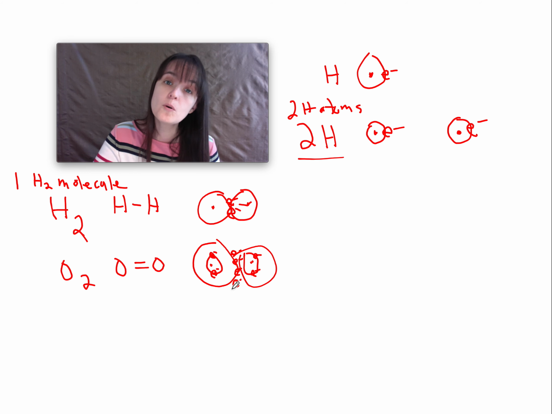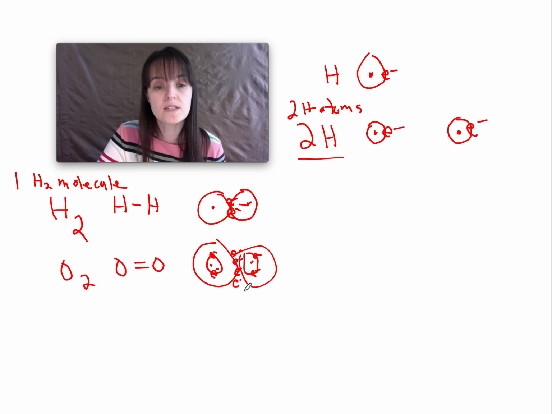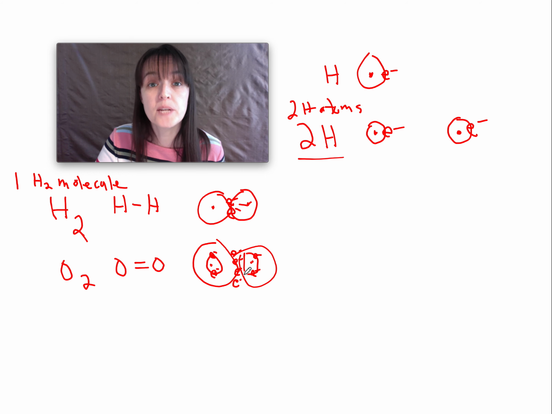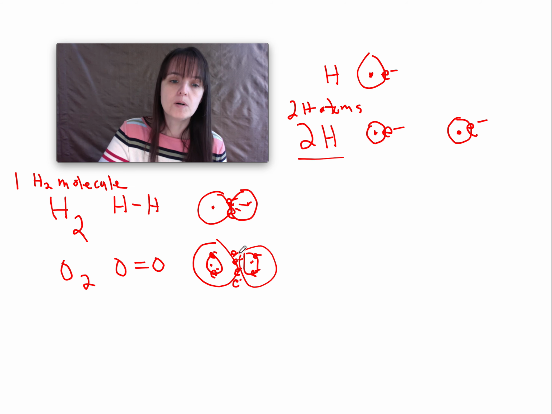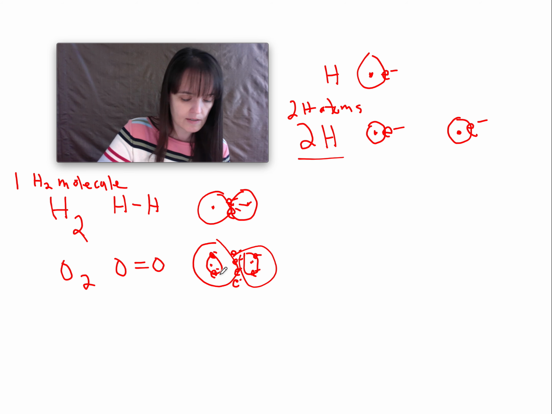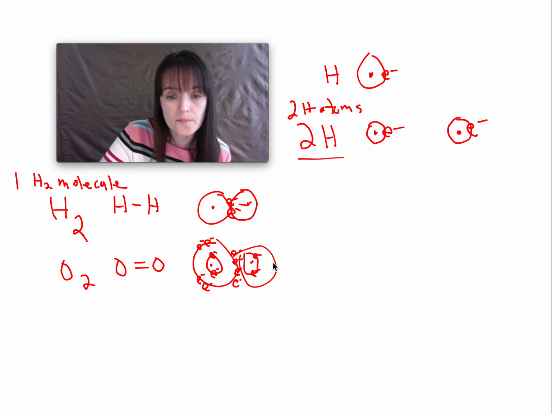So these 4 count towards the valence shell of both atoms, and they don't live lined up here in the middle. They are actively orbiting both nuclei, but we show them lined up in the middle because, you know, it makes our lives easier. And then we need another 4 on each.